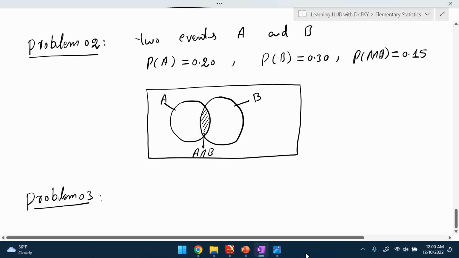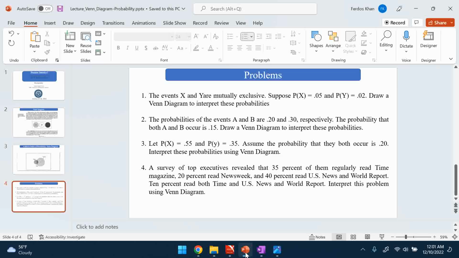Let's see what is the statement of problem 3. Problem 3 says that probability of X is equal to 0.55 and probability of Y is 0.35. Assume the probability that they both occur is 0.20. Interpret this probability using a Venn diagram.